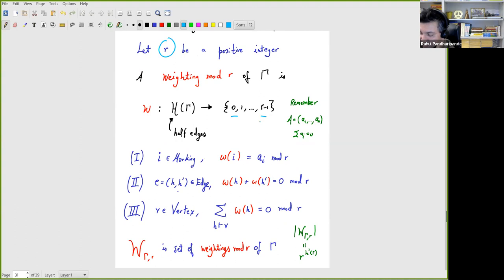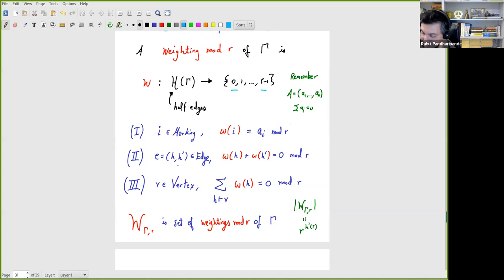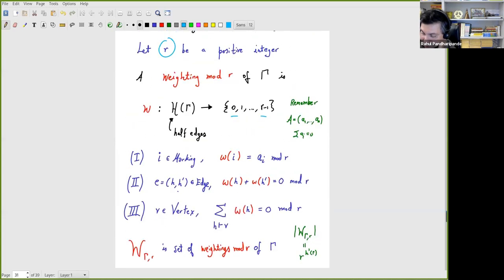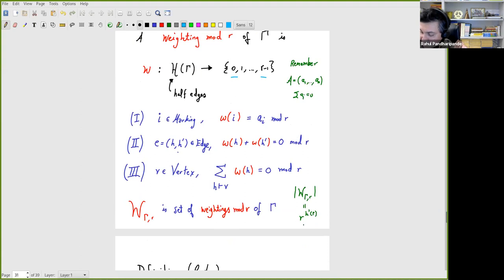And they have these conditions: for each marking, the value of the weight function has to be equal to a_i mod r. So these are the elements of this vector. And for each edge, there's a balancing condition. And for each vertex, there's the balancing condition of the vertex. So that's some combinatorial thing you're supposed to do. For each graph, there's a finite set of weightings mod r, and the number of them is r to the Betti number.